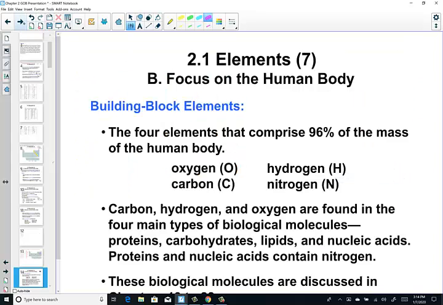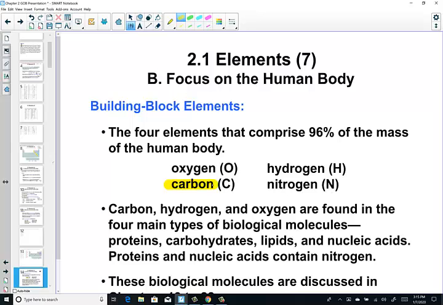These building blocks we call elements. Of all of those elements we've been practicing, there truly are 4 key essential elements that compose the vast majority of the mass of the human body. That includes the element oxygen, the element carbon, the element hydrogen, and the element nitrogen. And of these, the vast majority contain carbon atoms.